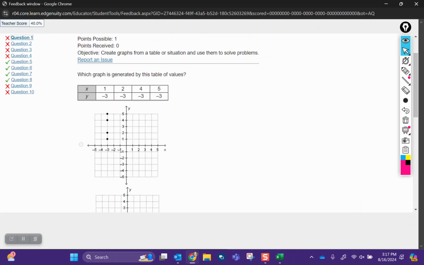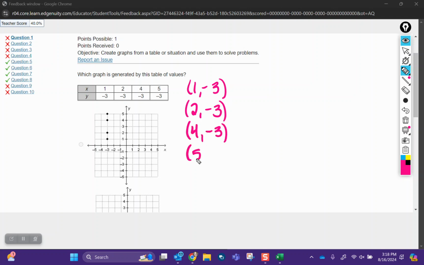The first one asks, what graph is generated by the table of values? So the ordered pairs, remember that in a table that runs horizontally, the ordered pairs match up vertically. So we would graph (1, -3), (2, -3), (4, -3), and (5, -3). So as we look through the options here.